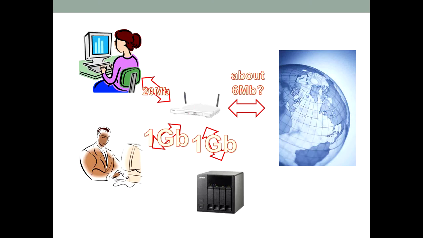The reason why your 20 megabit Wi-Fi connection is okay is because it's probably going 3 to 4 times faster than your web connection. The web connection is the bottleneck.